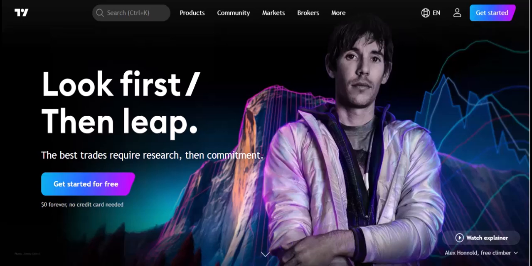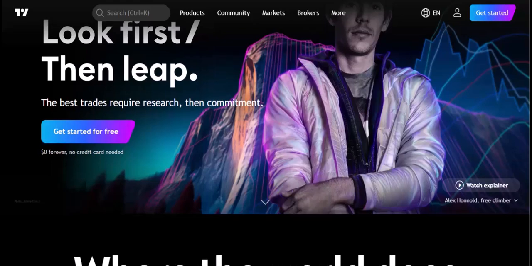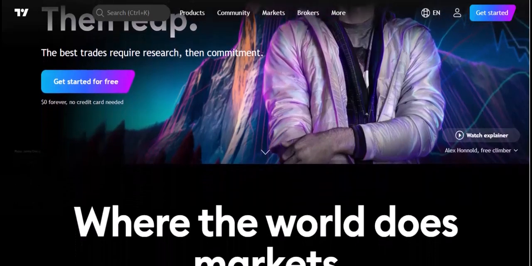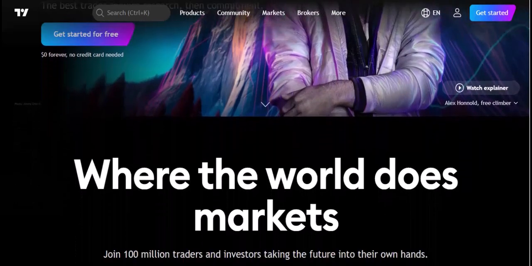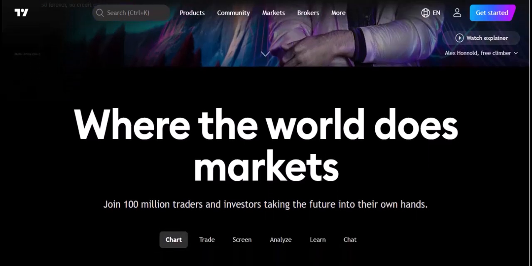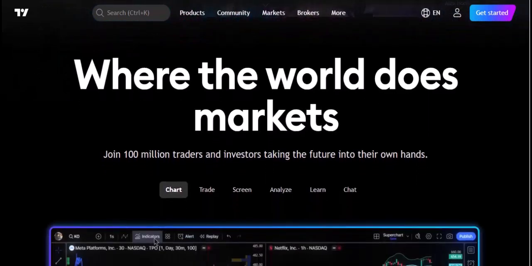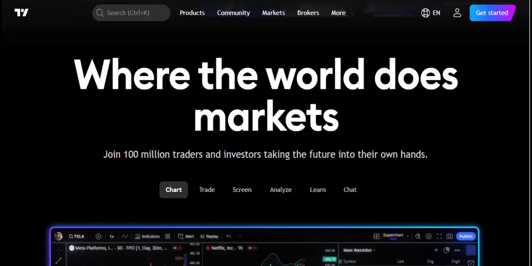We're talking about TradingView, the platform that's become the go-to for traders and investors worldwide. But, let's be real, price tags can be as volatile as the markets themselves. So, let's dive into the nitty-gritty. You've probably seen those sleek charts, the customizable layouts, the community feed buzzing with insights. You're thinking, this is it, this is what I need.